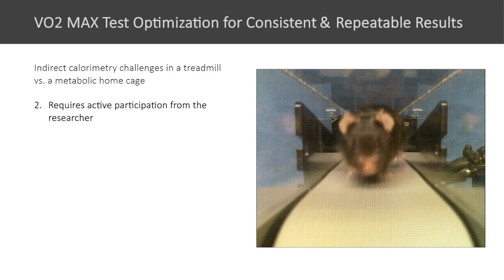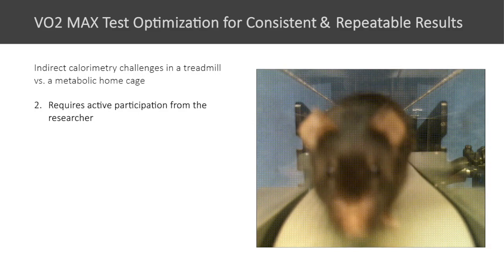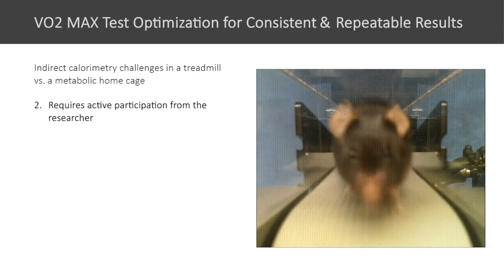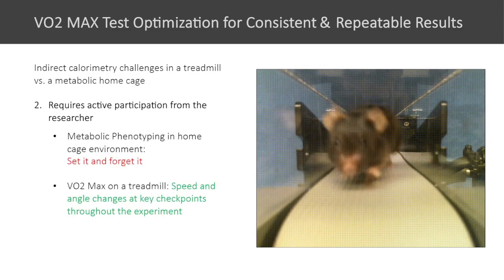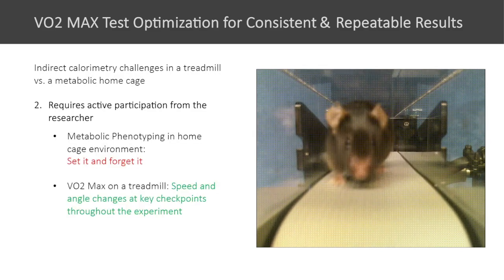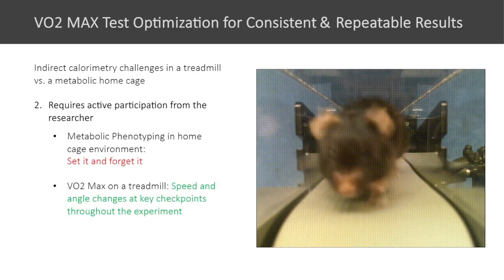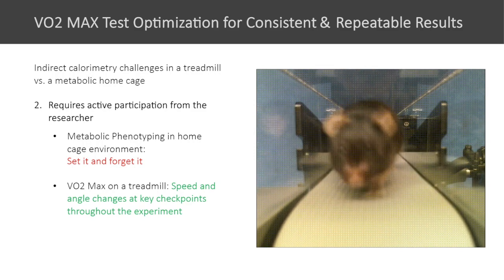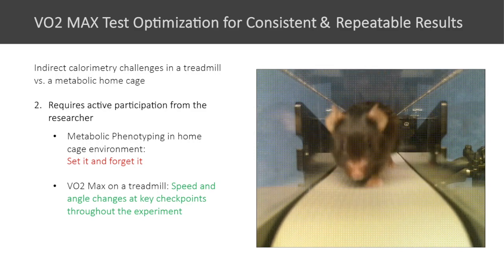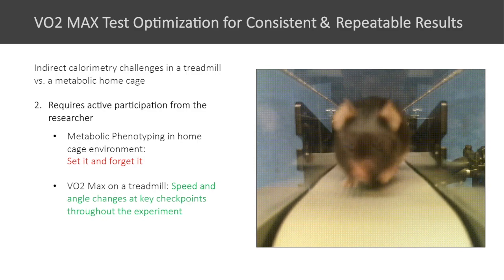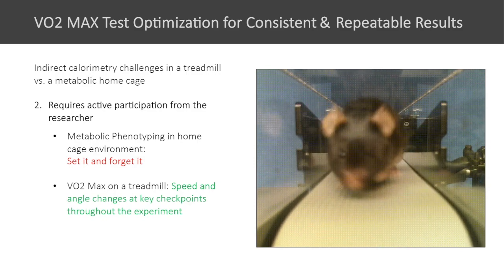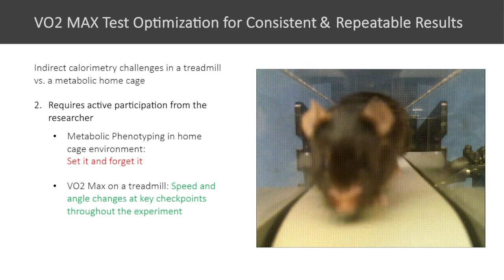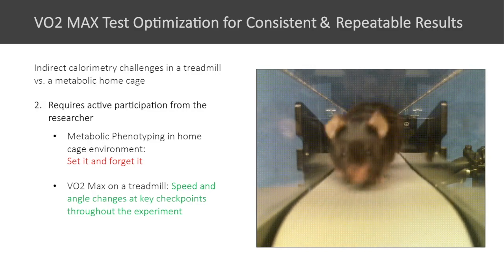Another big difference between metabolic phenotyping and cardiometabolic phenotyping is that it requires active participation from the researcher. With metabolic phenotyping, once the animals are loaded in the cages, the test has begun, you wipe your hands of it, and you come back 3 days later and you collect your data. With VO2 Max, the user has to judge the subject's performance in real time and increase the workload accordingly to guide them through key checkpoints in the test.